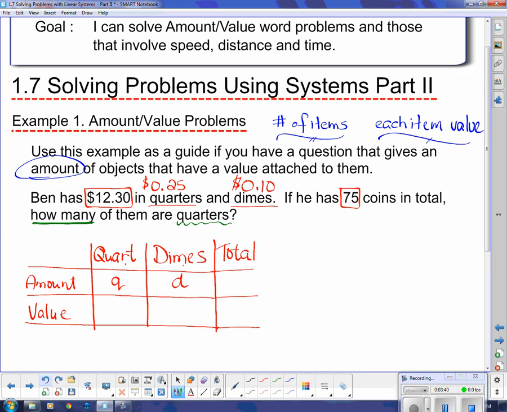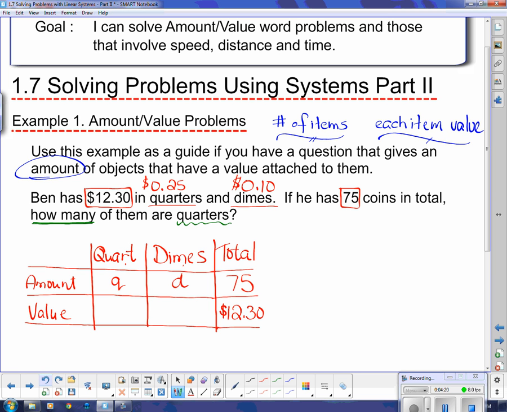Now let's have a look at the total. We're told that Ben has $12.30 in quarters. Now that's a total. And you have to think about it for a second. Is that a total amount or is it a total value? And of course, that dollar sign tells us that it's a value. So in the total value, we're going to put $12.30. The other thing we have here that I had boxed up is 75. That 75 is the number of coins he has. So that is a total amount. So it goes in here. So we're going to put 75.